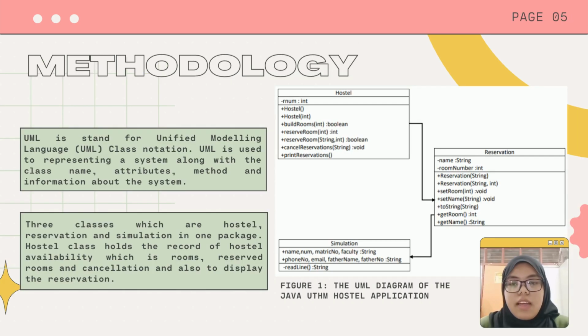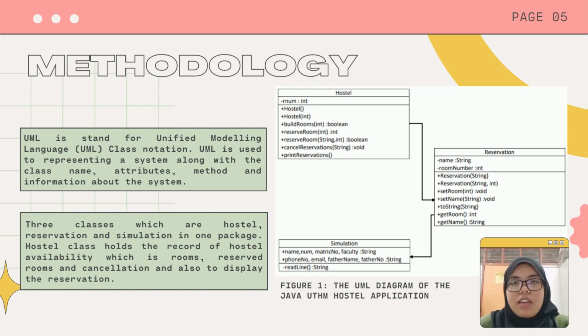Thank you. Next is the methodology that we use in our project, which is UML class. UML stands for Unified Modeling Language class notation. UML is used to represent a system along with the class name, attributes, methods, and information about the system.